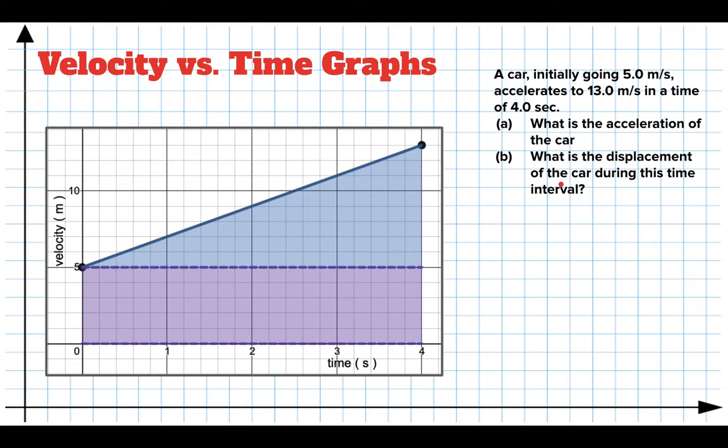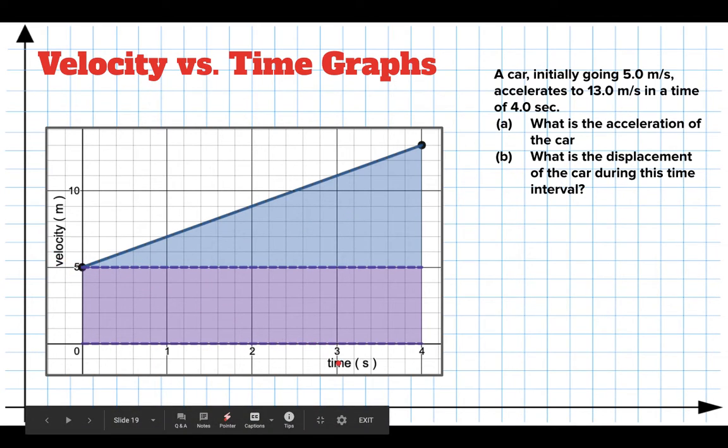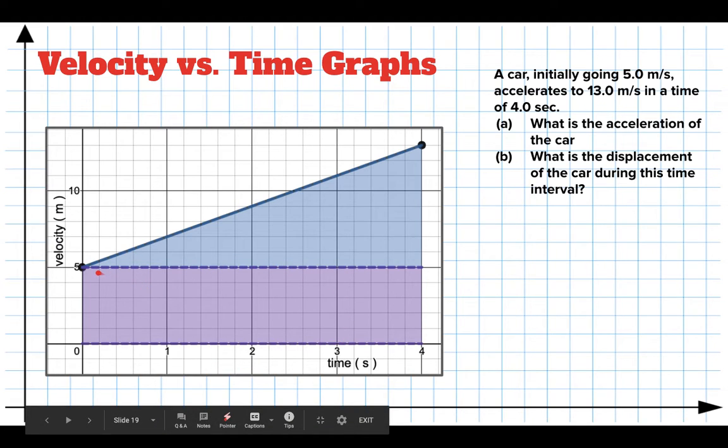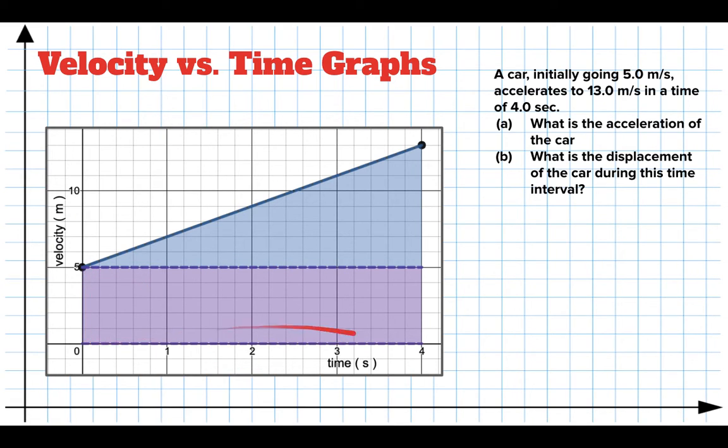Now, our second question says, what is the displacement of the car? How far has it traveled? In this case, if we have velocity versus time, the displacement is the area under the graph, which I've shaded. And I've shaded it in blue and purple to help you see that there's really just 2 shapes here that we need to find the area of. The area of the purple rectangle here, we can take 5 times 4, which tells us that that area is just 20. And the area of the blue area here is a triangle. So we need 1/2, the base, which is 4, times the height. It goes from 5 up to 13, so the height here is 8.